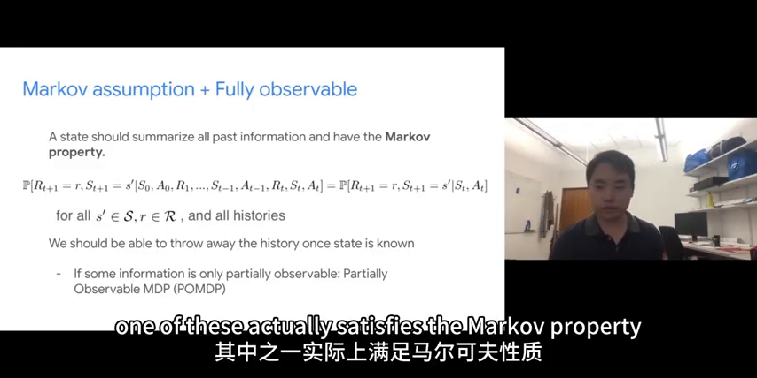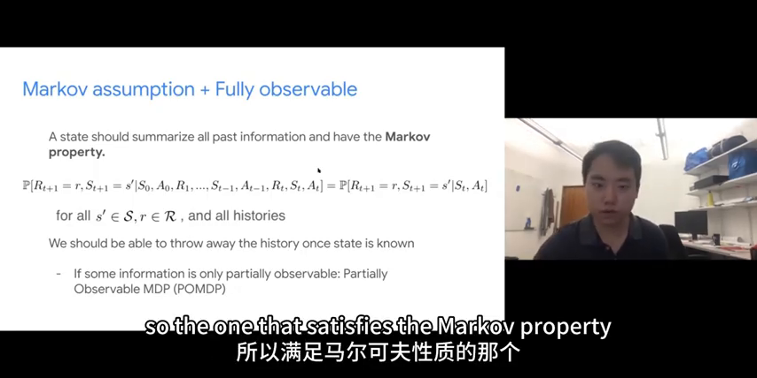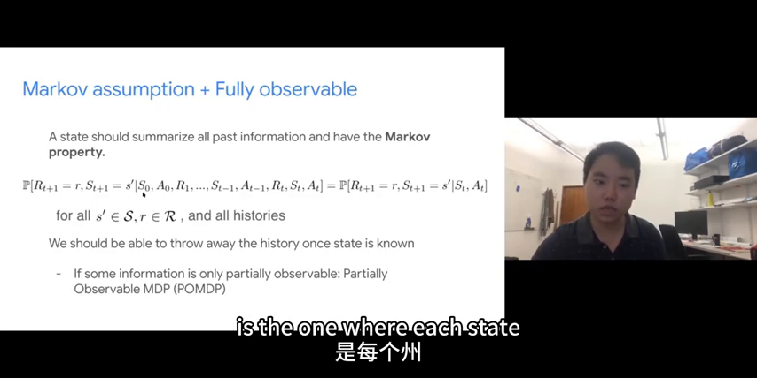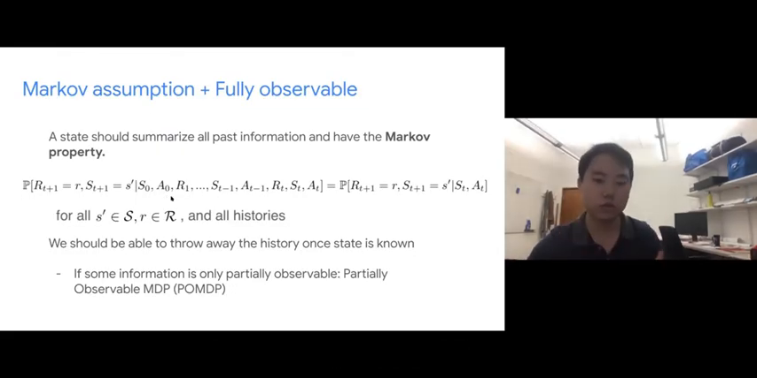If you think about it, one of these actually satisfies the Markov property and one doesn't. The one that satisfies the Markov property is the one where each state consists of my current position in the house, as well as the natural language description together with it.